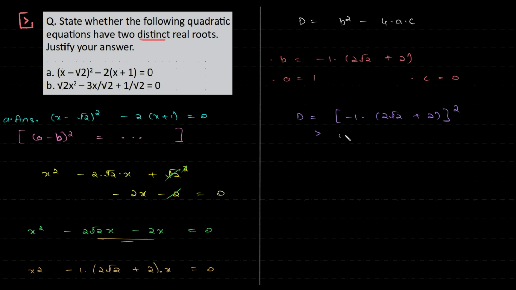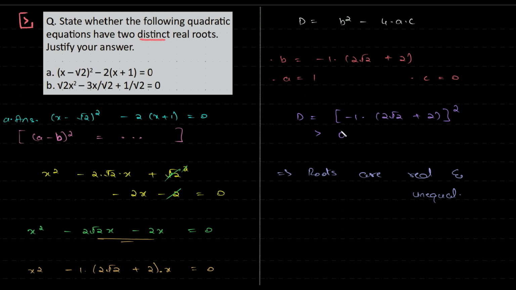Square of anything is greater than 0. This implies roots are what? Yes, real and unequal. Okay, so that's how you figure out the answer.